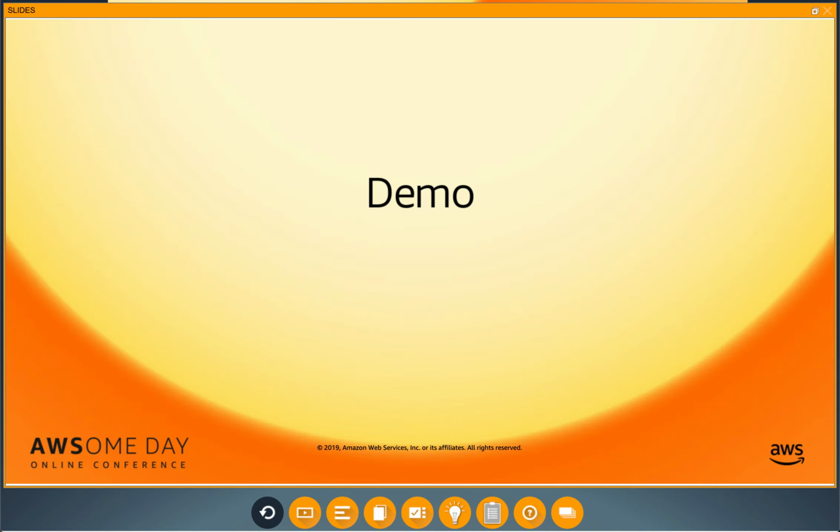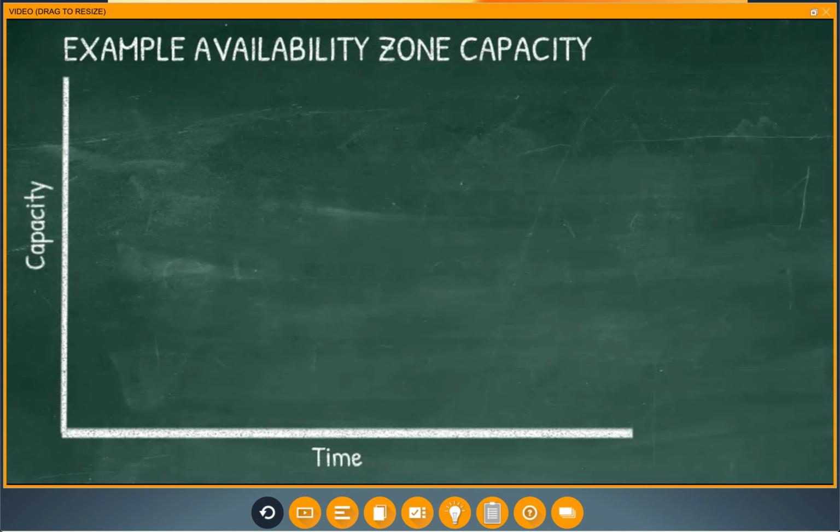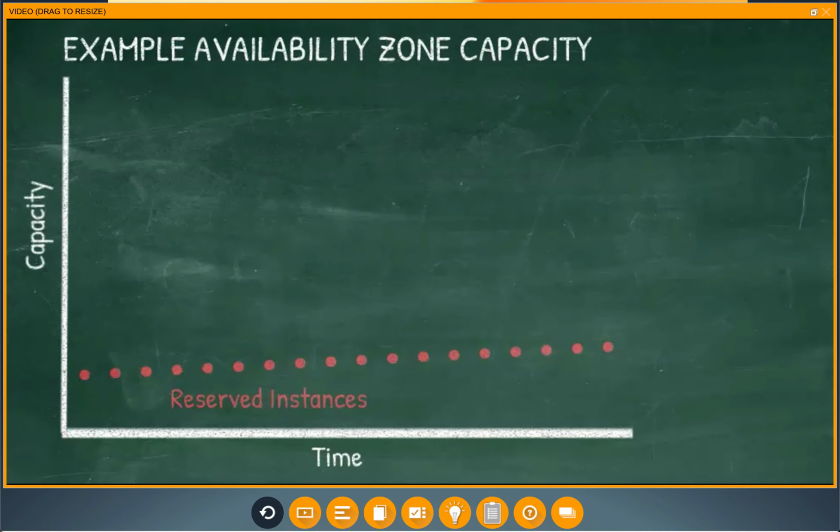In this demo, we will visually explain what spot instances are. Here we have a basic graph to illustrate example compute capacity in an availability zone. Along the x-axis, we have time, and on the y-axis, we have capacity. Capacity planning for reserved instances is fairly simple. Customers commit for 1 to 3 years and receive up to 75% savings over on-demand. In the graph, reserved instance capacity is growing at a steady rate.